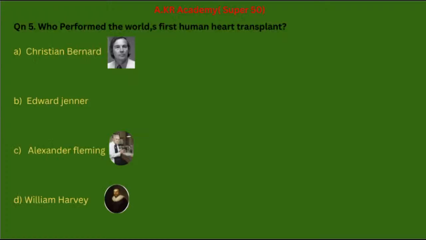The next question is, who performed the world's first human heart transplant? First, this picture is Christiaan Barnard, and next is Edward Jenner. I have no picture for him. Then Alexander Fleming and William Harvey. Give me your answer. Who performed the world's first human heart transplant? Tell me.